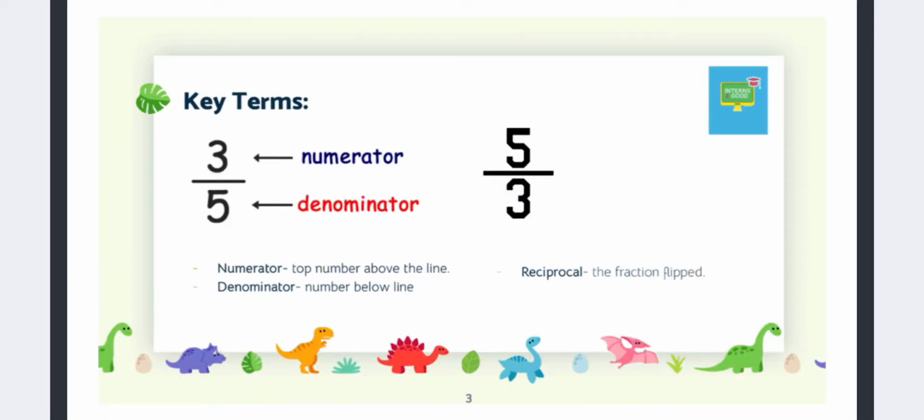First, let's begin with some key terms. Numerator, the top number above the line. Denominator, the number below the line. And a reciprocal, the fraction flipped. For example, 3/5 and its reciprocal would be 5/3.